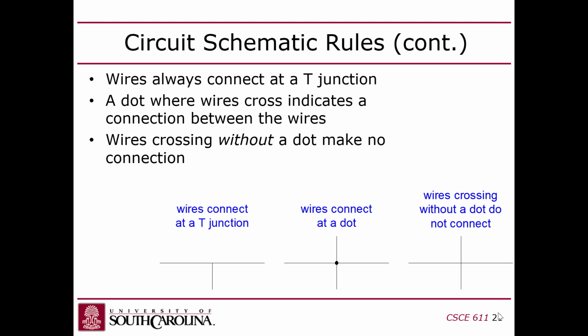It's similar to that, right? So that's why we have to understand how these schematics work. You have to be able to read these schematics. So anyway, as I mentioned, if you have a T-junction, the wires are connected. If they cross, you need a dot for them to be connected. If they cross without a dot, then they're not connected.